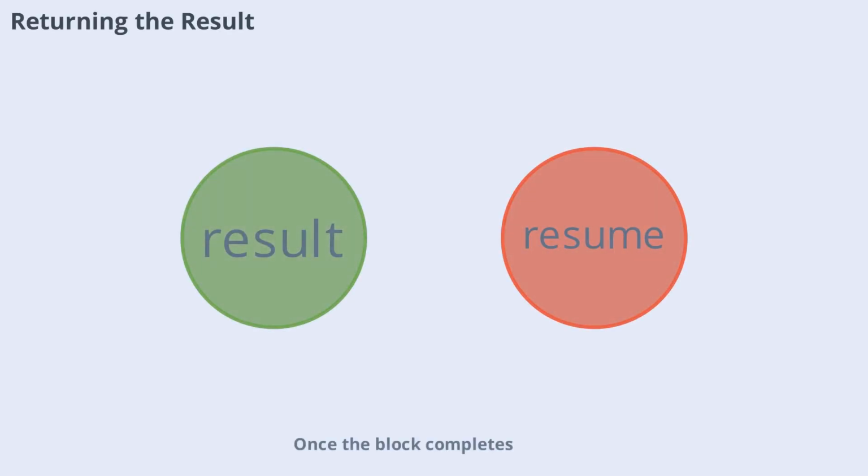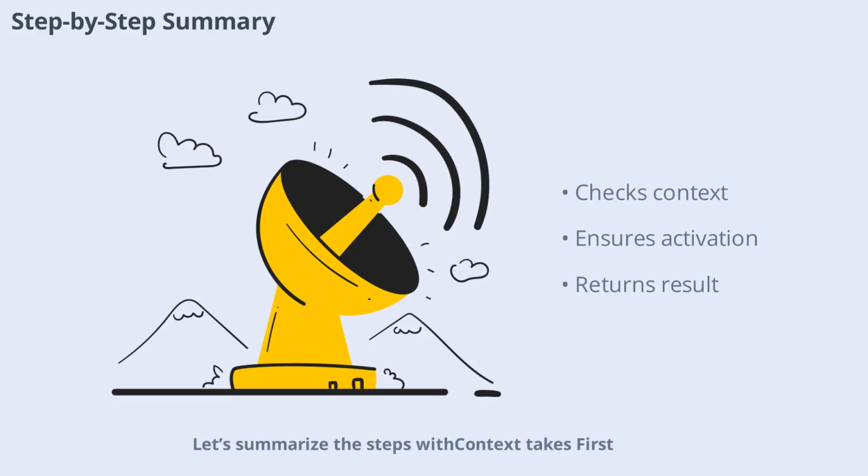Once the block completes, withContext returns the result to the suspended coroutine. The coroutine resumes execution from where it left off, now with the result of the block. This seamless transition ensures that tasks like network calls or file operations can be handled efficiently, with results available immediately for further processing. Summarize the steps withContext takes.